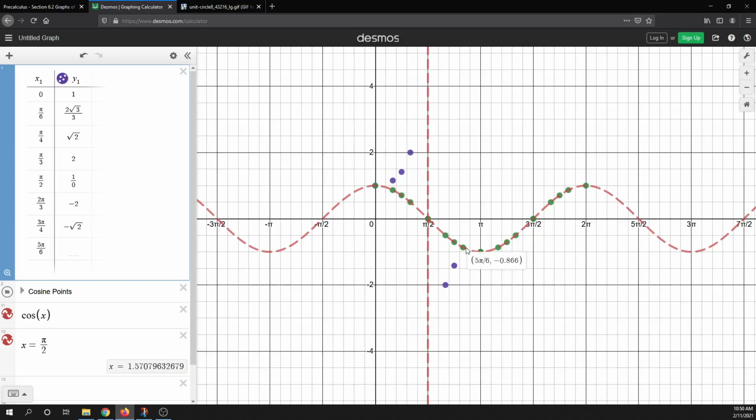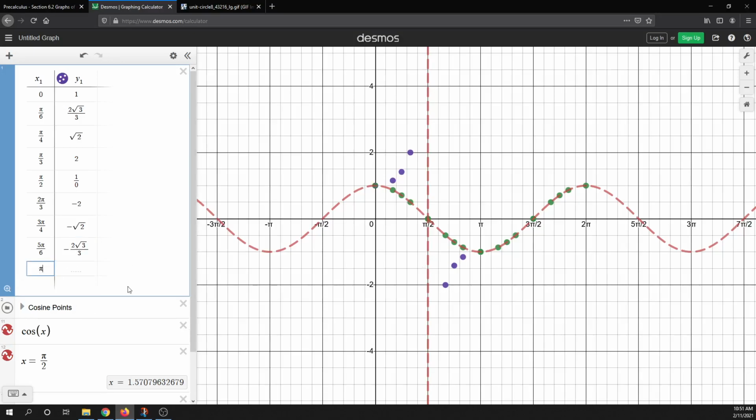That's this point right here. And that's going to be negative square root 3 over 2 on the cosine. So on the secant, it's going to be minus 2 square root 3 over 3. Like so. The next value at pi, the value of cosine of pi is -1. So 1 over -1 is -1. And so you're going to have it here.